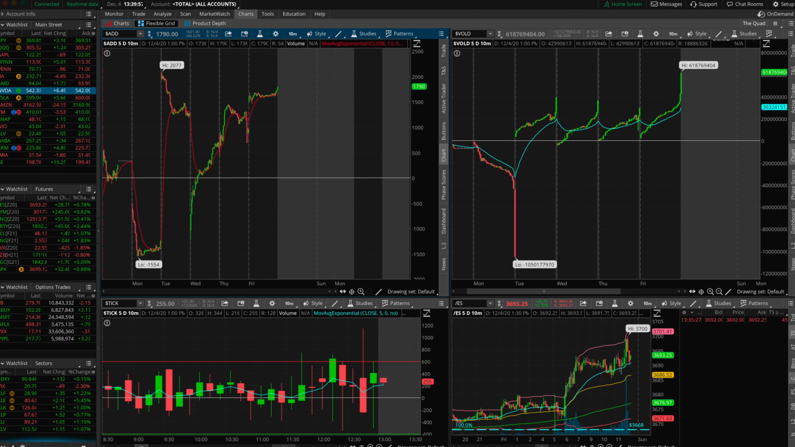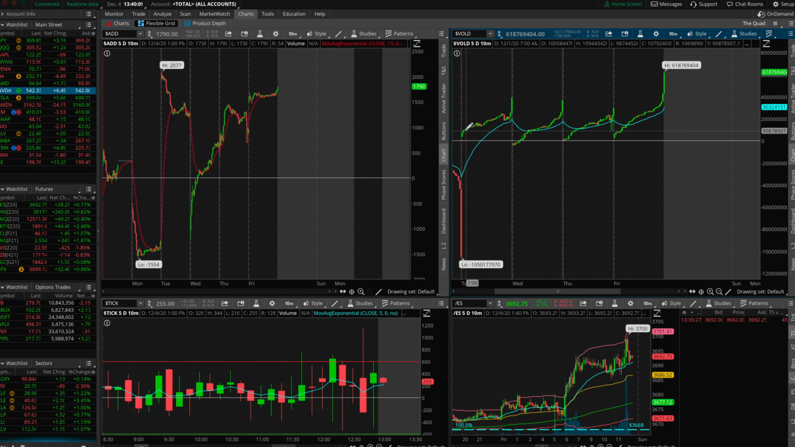So VOLD, which is the volume up, volume down line. This is important. One thing I've been using it for, and it's been working, is to recognize high volume or low volume melt-up days. So if you look, the last 3 days, this pretty much looks the same.